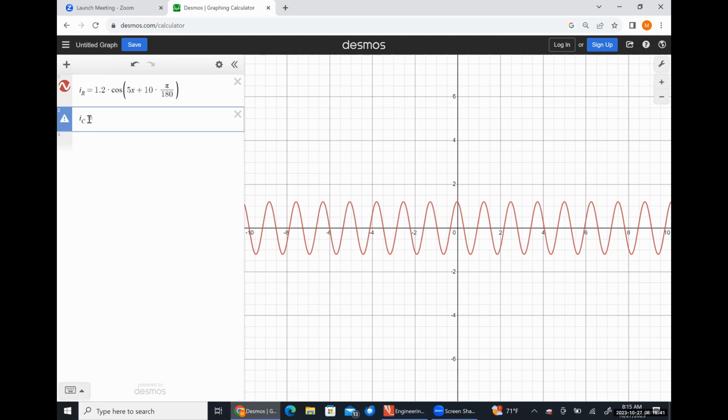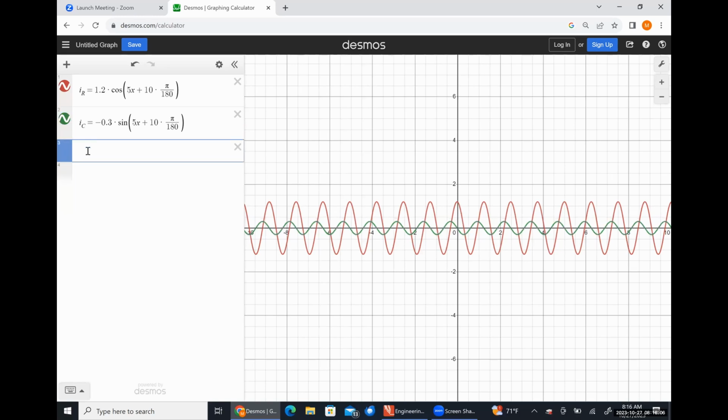I_C is negative 0.3 times sine of 5x plus 10 times pi over 180. And so this last thing I'm going to do is just add these two together, right? So I_R plus I_C.